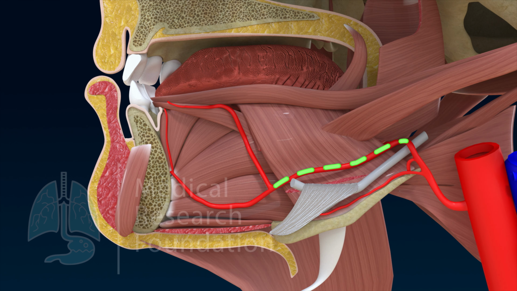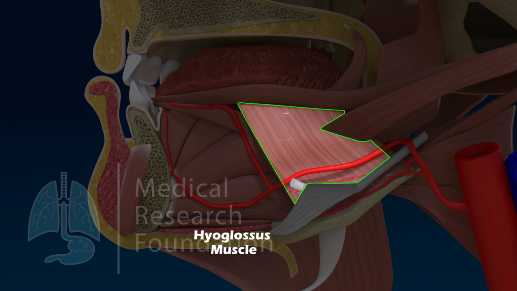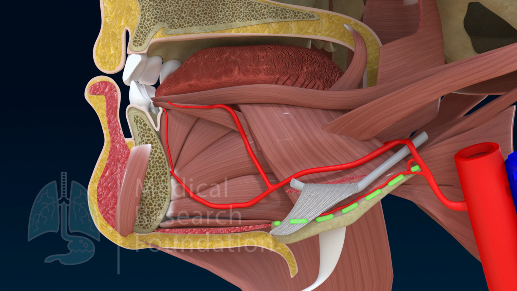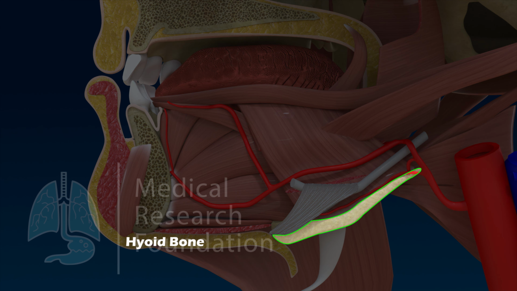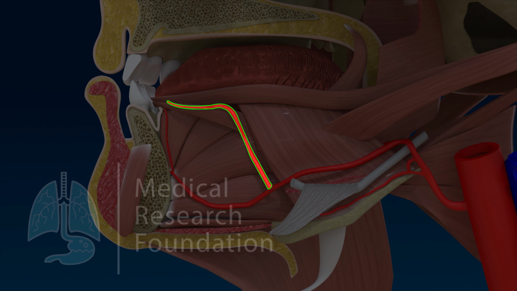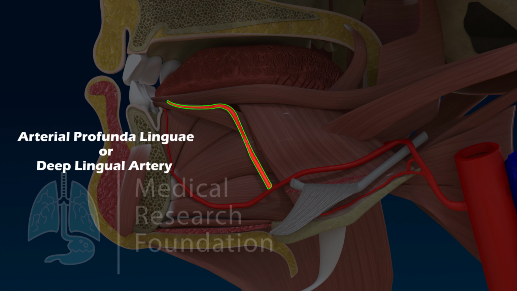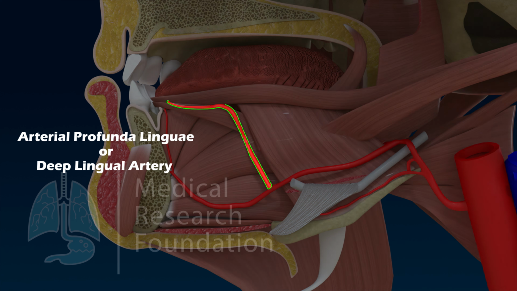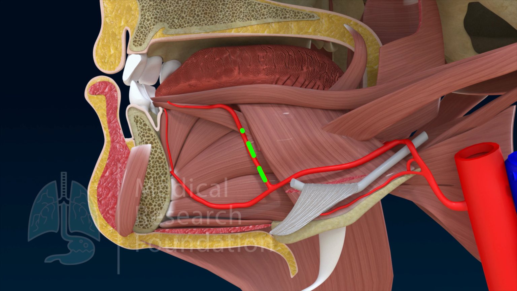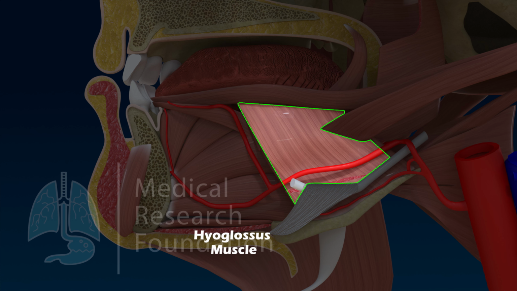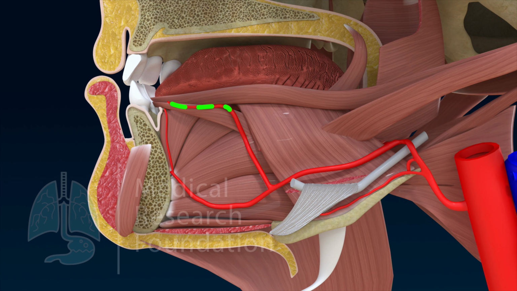Second part lies deep to the hyoglossus muscle, along the upper border of the hyoid bone. Third part, also called arteria profunda linguae, or deep lingual artery, runs upwards along the anterior border of the hyoglossus muscle, and then forwards on the undersurface of the tongue.